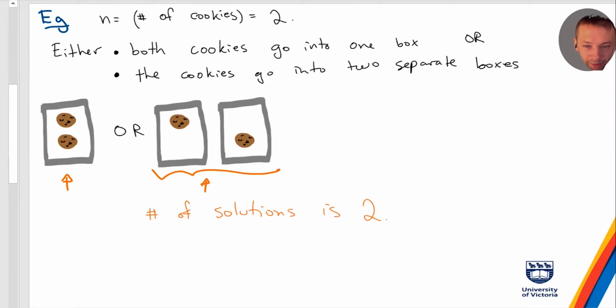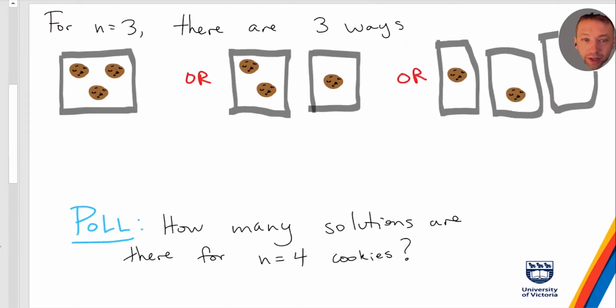Now, things get a little bit more interesting when you go to 3. So suppose you have 3 cookies. How many ways can I separate them into boxes where the boxes are all identical? I claim that there's 3 ways to do it. The first way is that I can put all of them into the same box, okay? Or I could use 2 boxes. I could put 2 into one box and 1 into the other. Or I could use 3 boxes and put 1 in each.